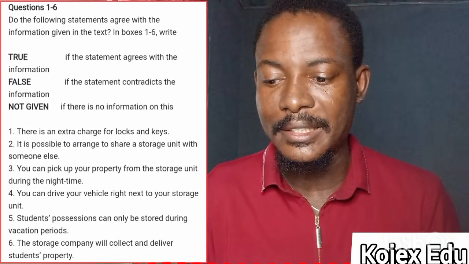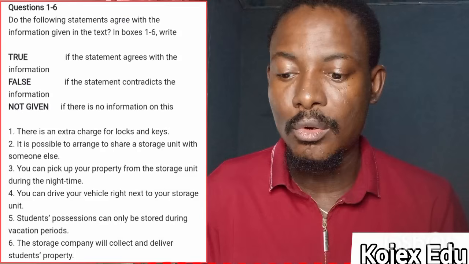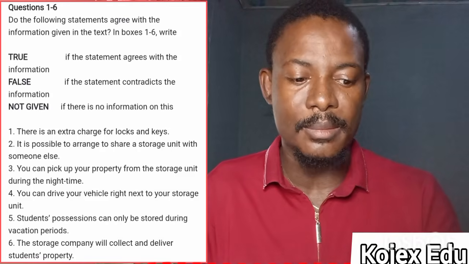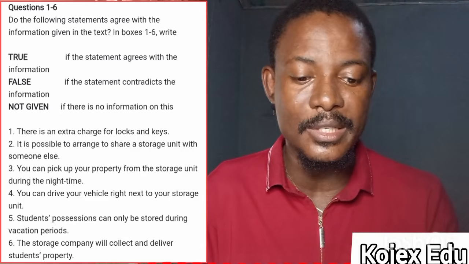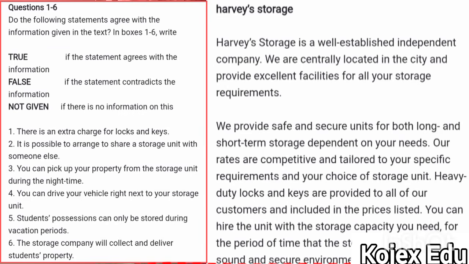So let's look at number one again. They said there's an extra charge for locks and keys. So what we'll simply do is start going through the passage, just reading it like I'm in the exam. Extra charge for locks and keys. Now, they say Heavy Storage is a well-established independent company. We are centrally located in the city and provide excellent facilities for all your storage requirements. So that's the general introduction. So quickly check our questions 1 to 6 again, to see if we see anything that has to do with that.